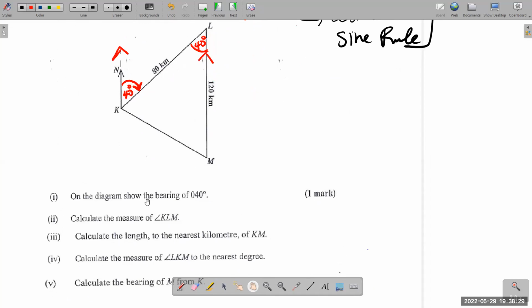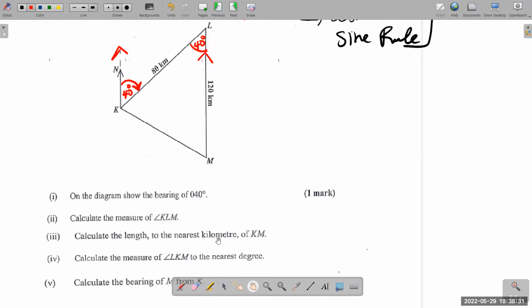Now let's get to the real stuff. Calculate the length to the nearest kilometer. That means you need a whole number. Anytime they say to the nearest degree, the nearest centimeter, the nearest kilometer, they want a whole number. So what are we looking for? KM. Where's KM? So let's call this A.